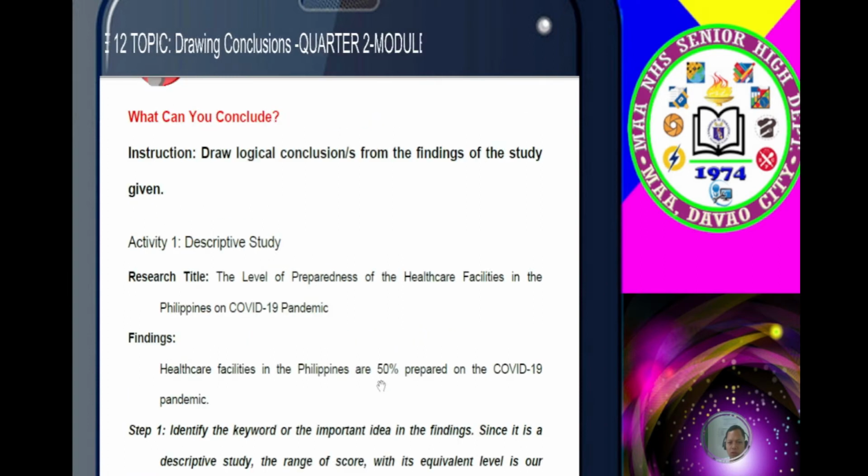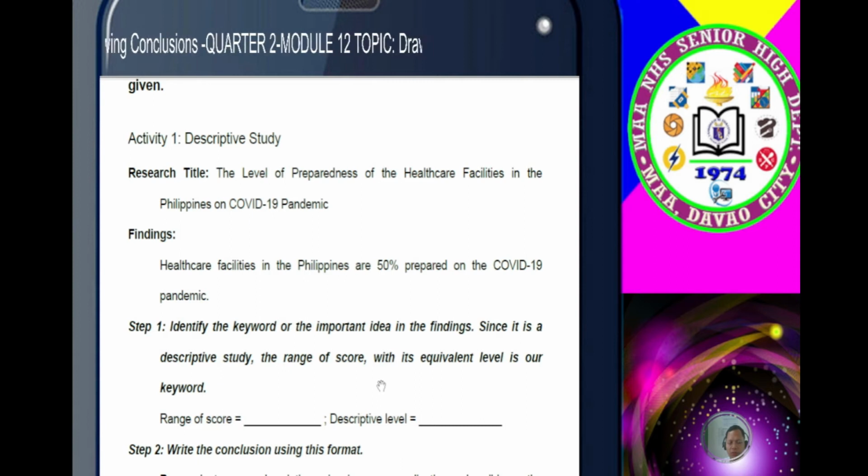So, draw logical conclusions from findings of the study given the following. So, the same as we did earlier. Activity 1, descriptive study. This is the title: the level of preparedness of healthcare facilities in the Philippines on COVID-19 pandemic. So, the findings: healthcare facilities in the Philippines are 50% prepared on COVID-19 pandemic.